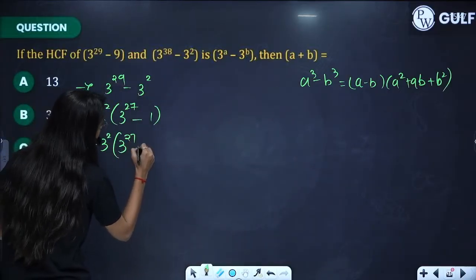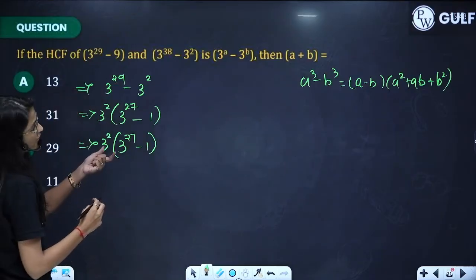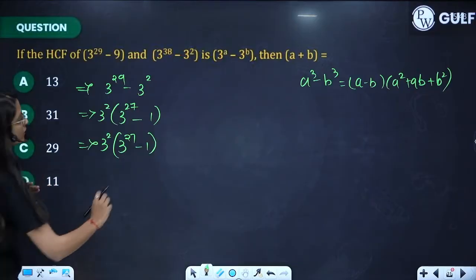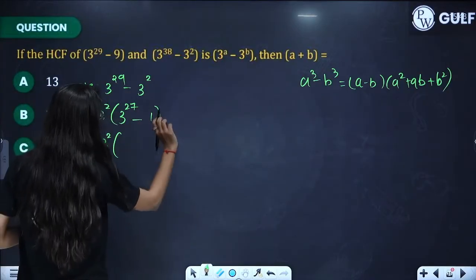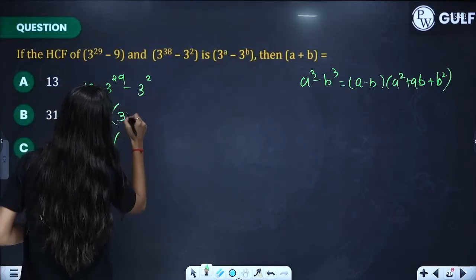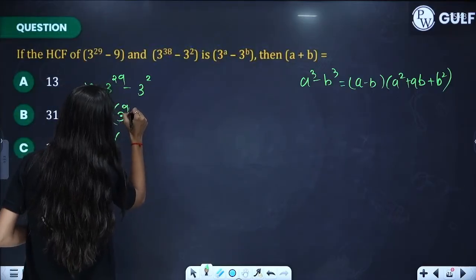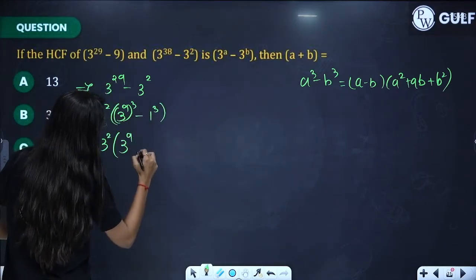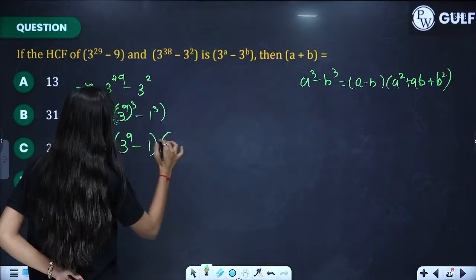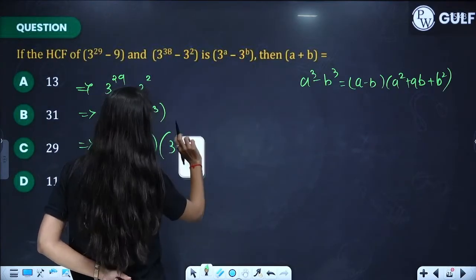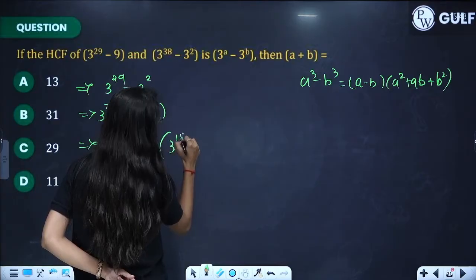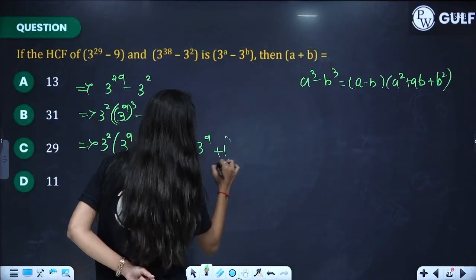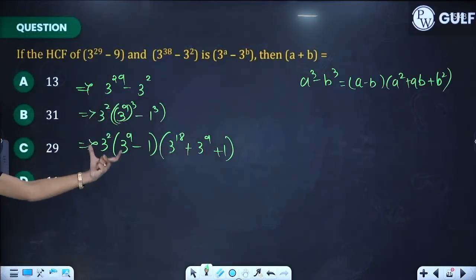So 3 raised to 27 minus 1. But if I want to use the identity, I have to convert this into the powers of cube. Minus 1 cube. So 3 raised to 9 minus 1, and then later on a square, that is 3 raised to 18, plus ab, 3 raised to 9, plus b square, which is 1. So here I have factorized my first expression.